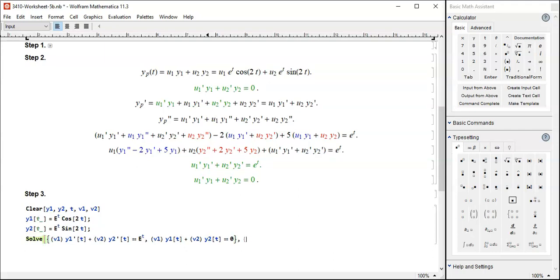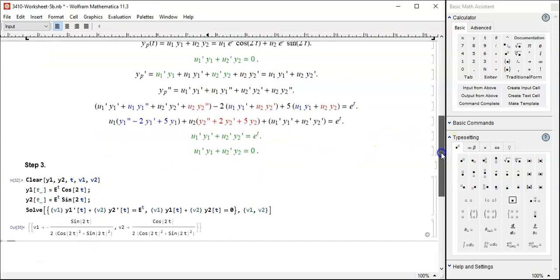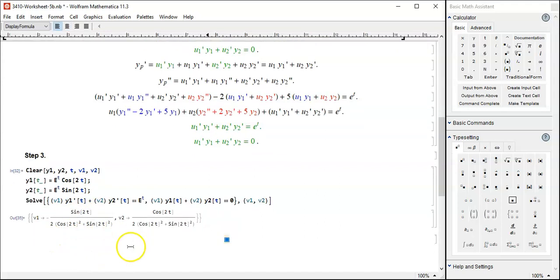And let's solve this with respect to expressions v1 and v2. It's just brute force computation, a system of linear equations. Some derivative computation, of course, is necessary because of y1 prime, y2 prime, using product and chain rule, you can do all those. So assuming you did all those, you got v1 and v2 like this.